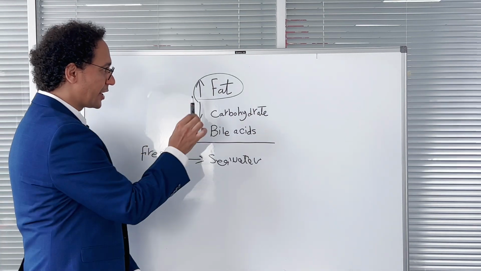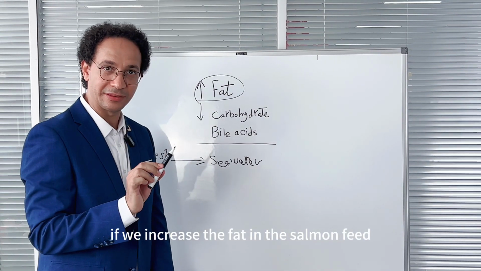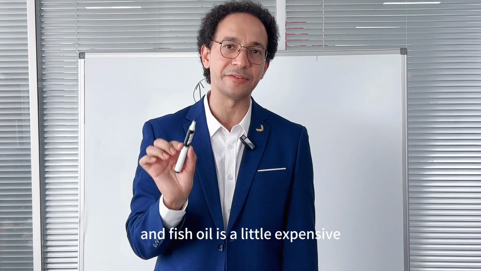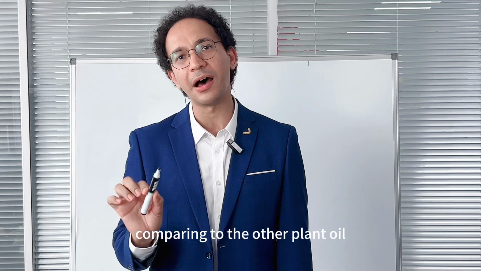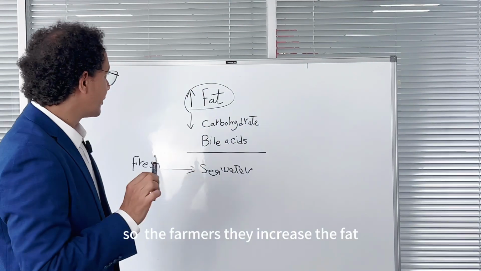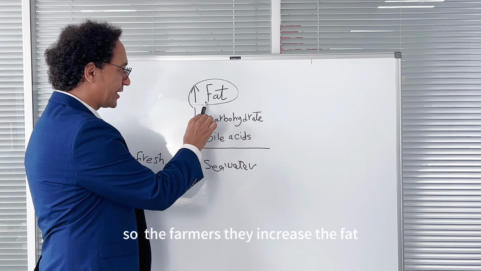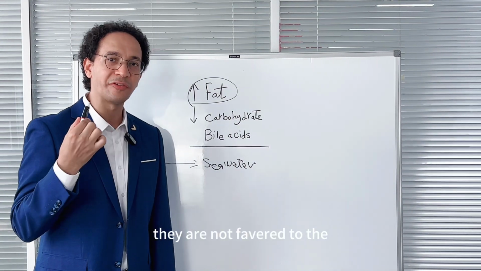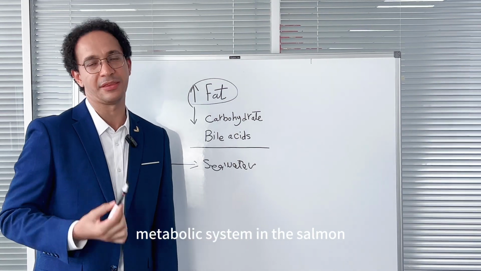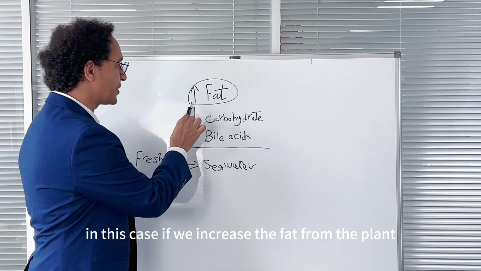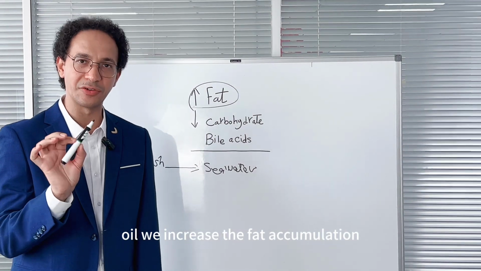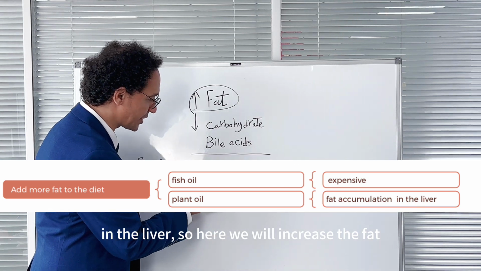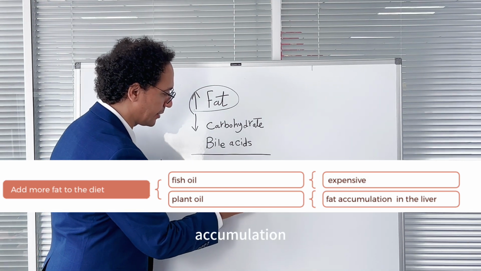Another point is that if we increase the fat in the salmon feed, we are using fish oil. And fish oil is a little expensive component in the feed compared to the other plant oils. So the farmers increase the fat sourced from plant oils. And these plant oils are not favored by the metabolic system in the salmon. In this case, if we increase the fat from the plant oil, we increase the fat accumulation in the liver. So here, we will increase the fat accumulation.